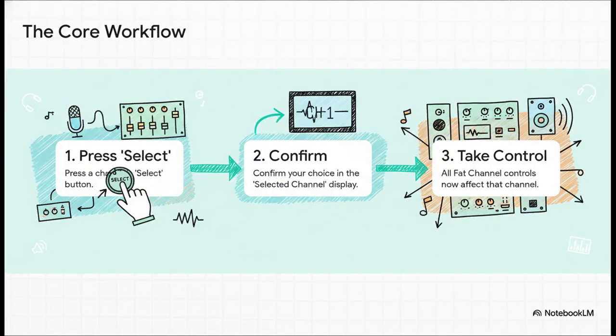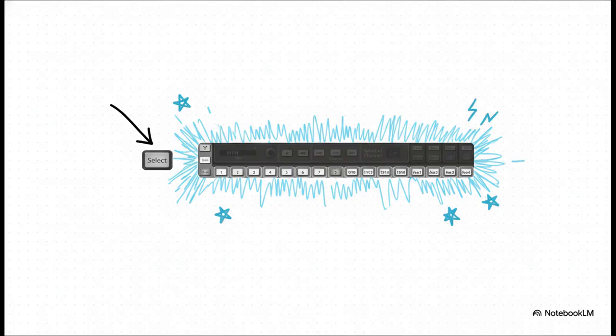And the actual workflow is ridiculously easy. It's just 3 steps. First, you press the select button on the channel you want to tweak. Let's say it's your lead vocal. Step 2, you just glance up at this little display to make sure, yep, you've got the right channel selected. And third, that's it. Now every knob in the fat channel is shaping that vocal. Simple. And here's exactly what that looks like.